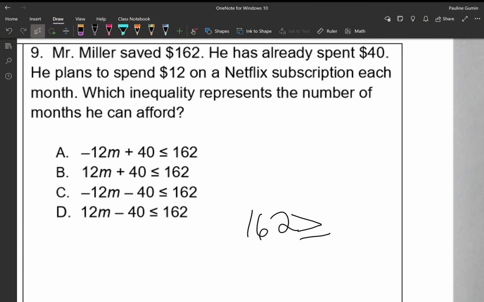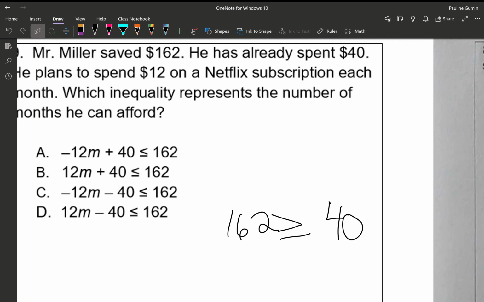Okay, fine. Next, he's already spent $40, so I'm going to write down 40 because that can't change. Now this 40 is positive, so that allows me to cross off letters C and D. And Mr. Miller plans to spend $12 on Netflix each month. So and is addition. So A and B both have, oh, actually just B has a positive 12. There we go.